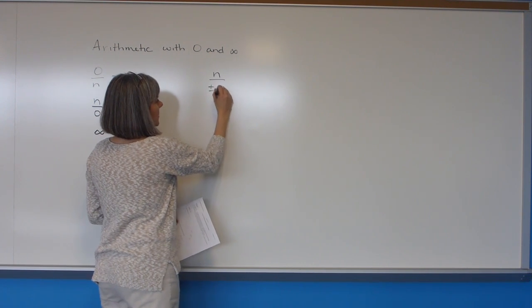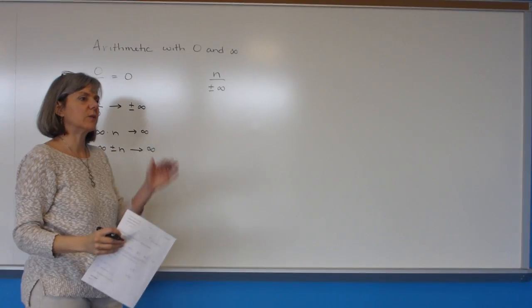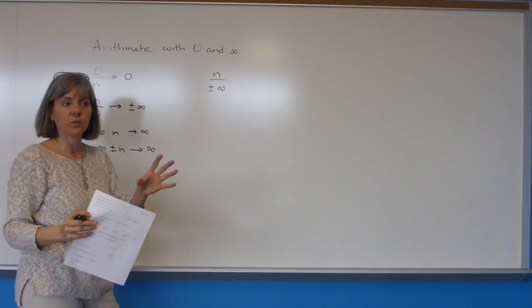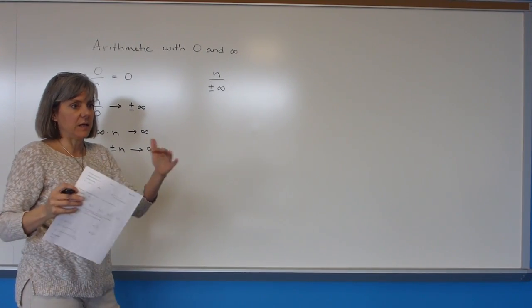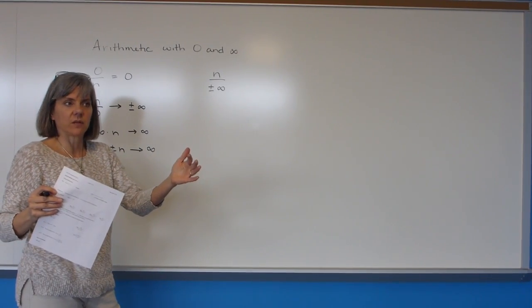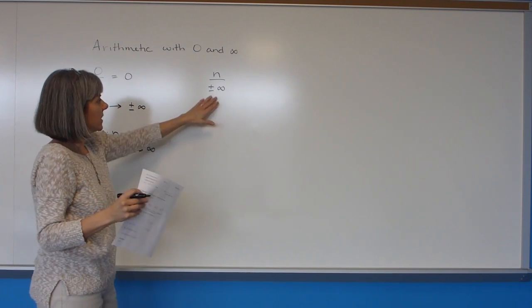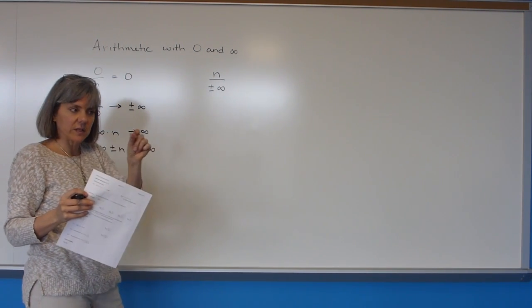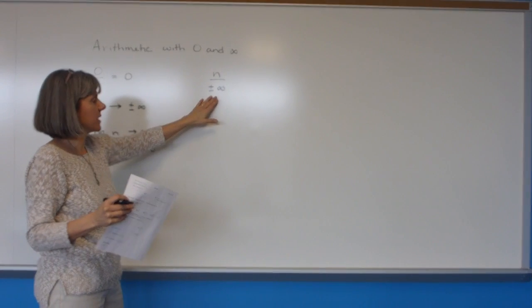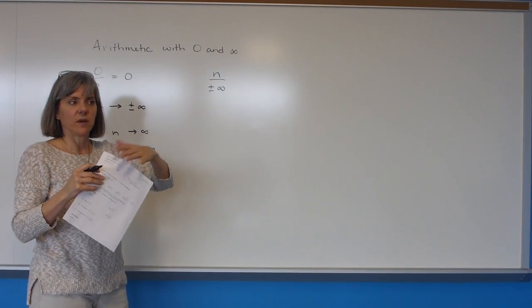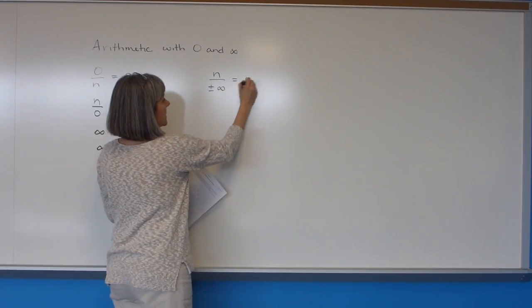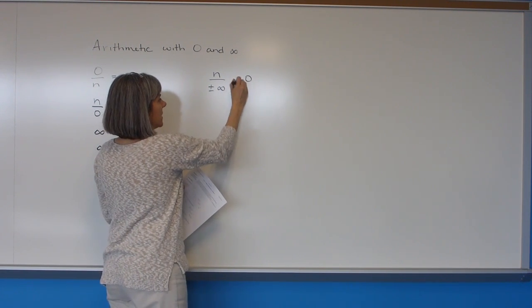All right, what about this one? n divided by plus or minus infinity. So now we're taking a finite number, say 2, and dividing by an infinite number of pieces. How many pieces are there? Well, if there are an infinite number of pieces, the size is 0. This is equal to 0, or rather, it approaches 0.